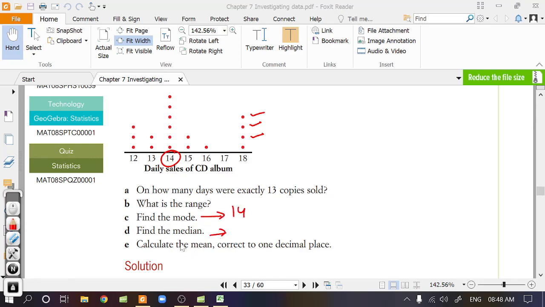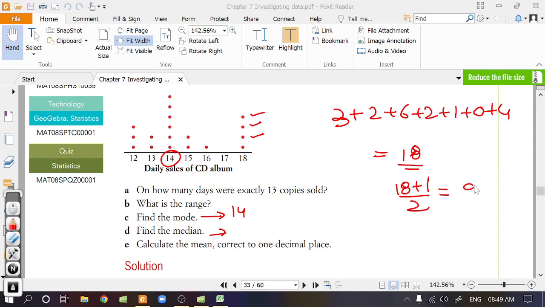Median, how do you find the median here? First of all, calculate the total frequency. How much? 3 plus 2 plus 6 plus 2 plus 1 plus 0 plus 4: 3, 5, 11, 13, 14, 14, 18. 18 is the total frequency. Now for the median, as your teacher told me, 18 plus 1 by 2, that is going to be 9.5. Where will 9.5 be? 9.5 will be at 14, therefore the median will be 14.